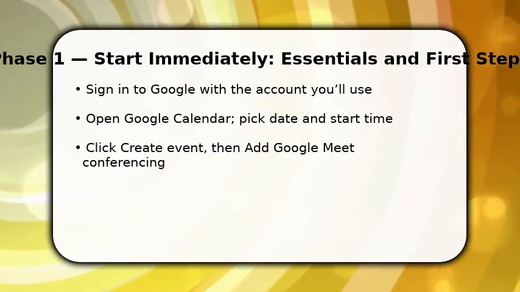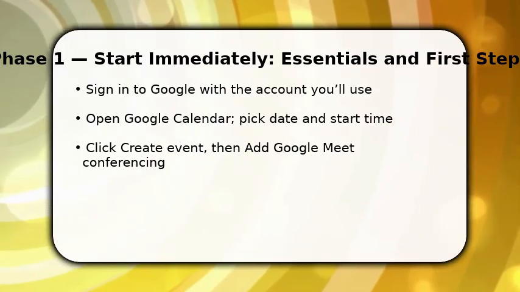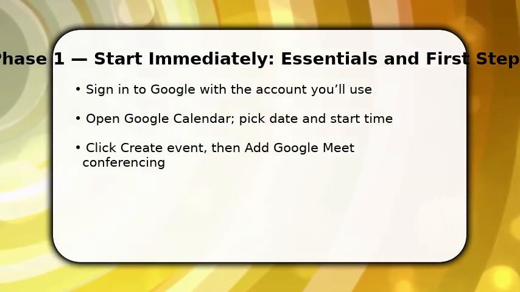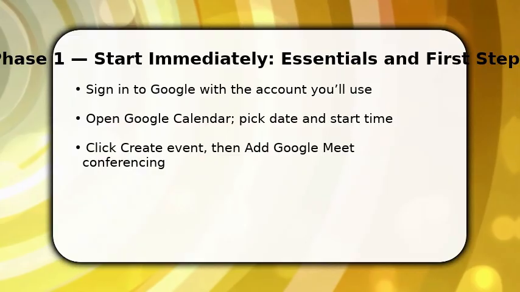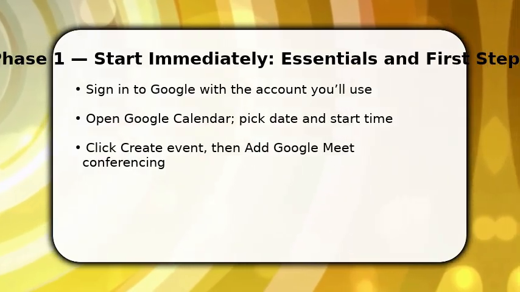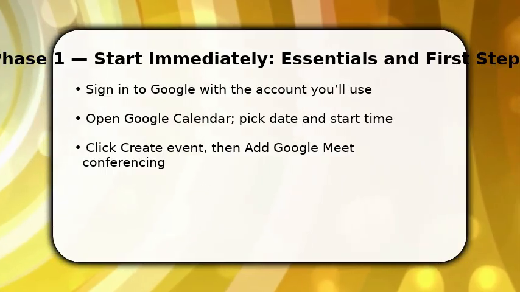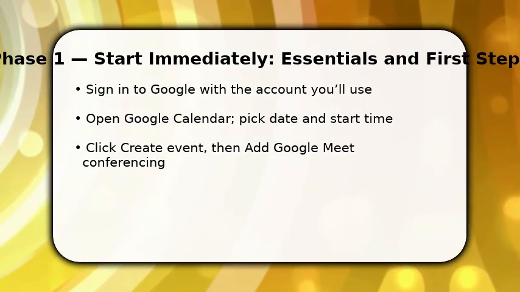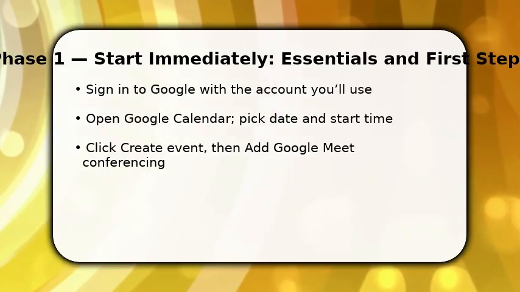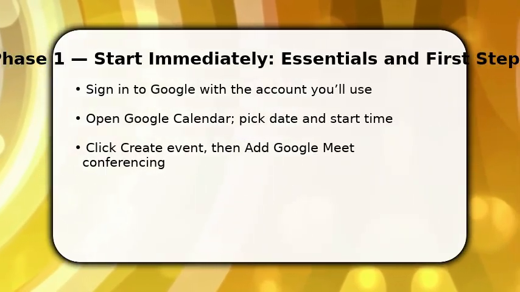You start by signing into the exact Google account you'll use for the meeting, because Meet links attach to accounts. Once signed in, open Google Calendar and create a new event at your chosen date and time. Make sure to name the event clearly, then click Add Google Meet Conferencing. This generates the only official Meet link tied to the event.